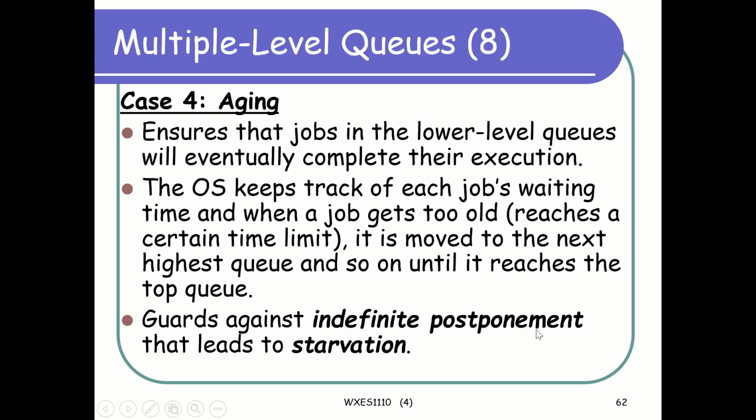Aging guards against indefinite postponement that leads to starvation. So if the job is already too long in the queue, it should not be postponed indefinitely.